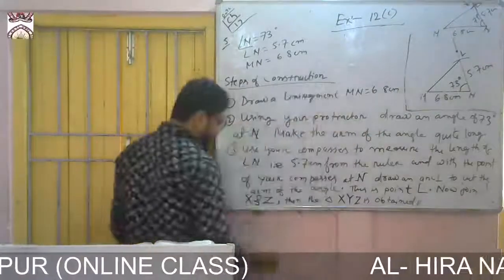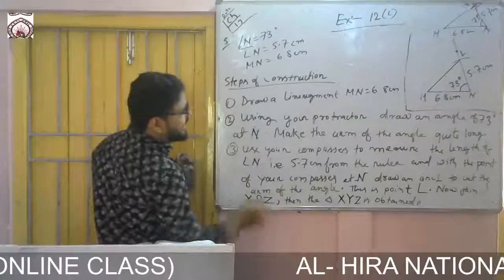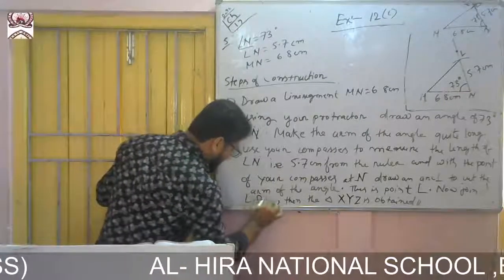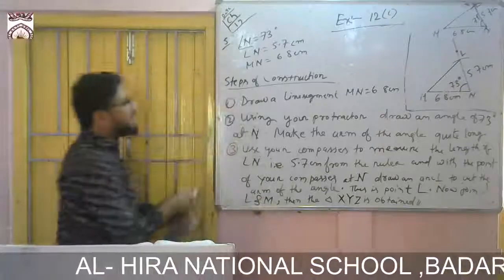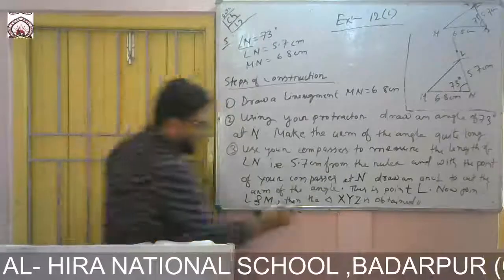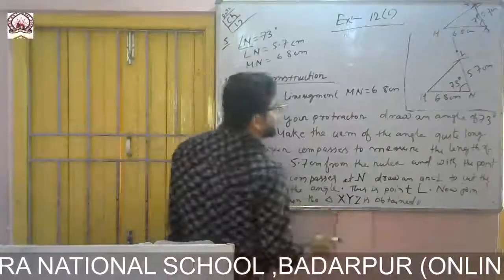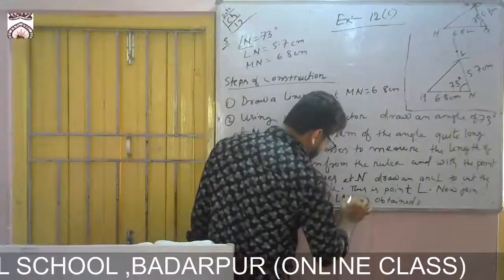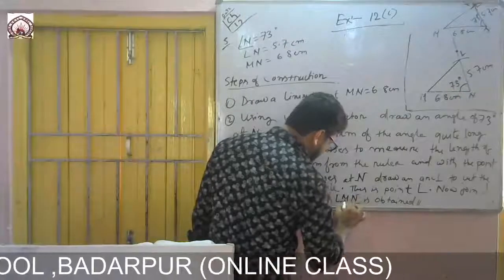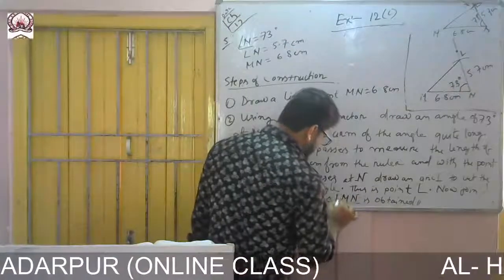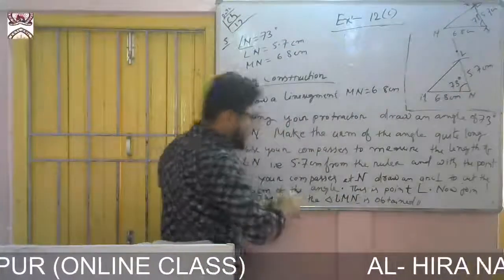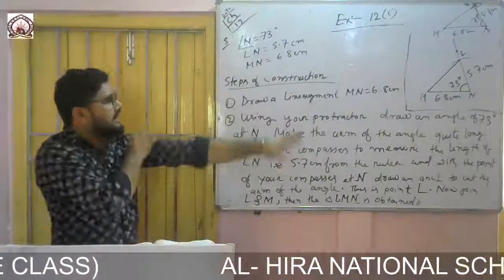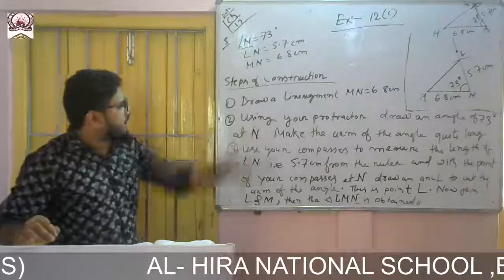Now join L and M. Then the triangle LMN is formed. So this is the process and the steps of construction.